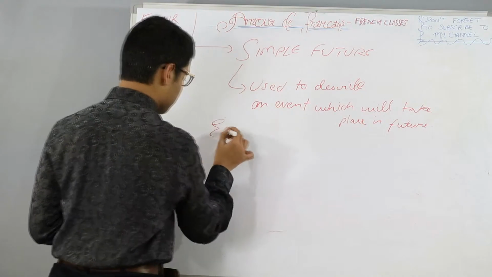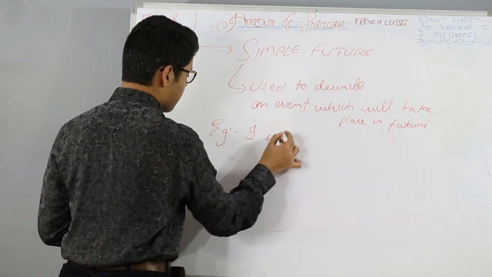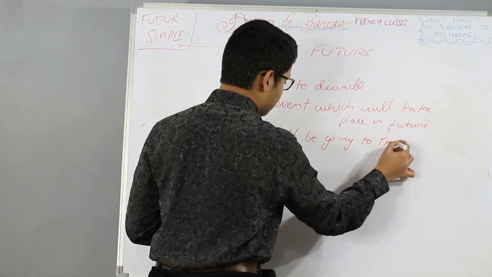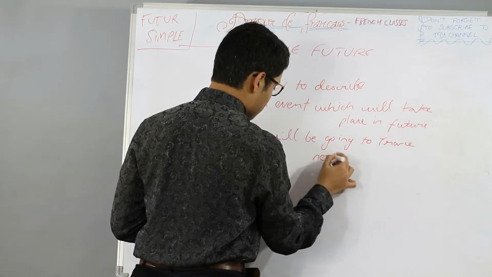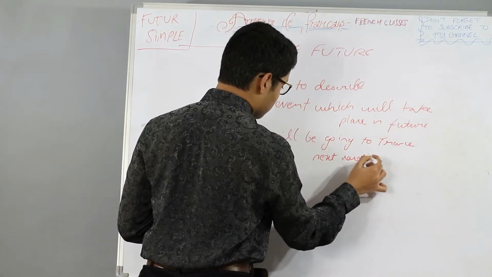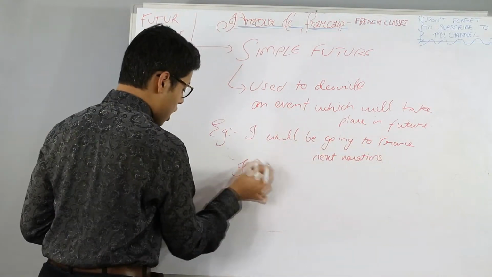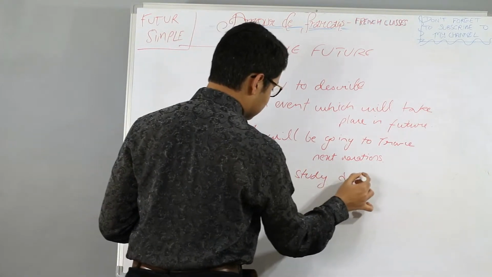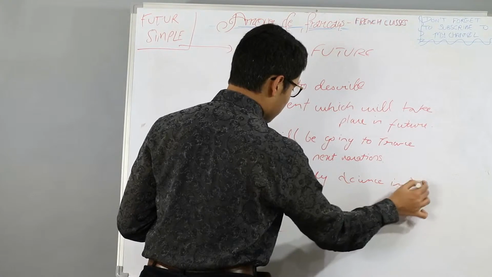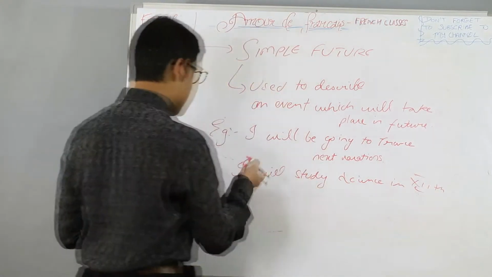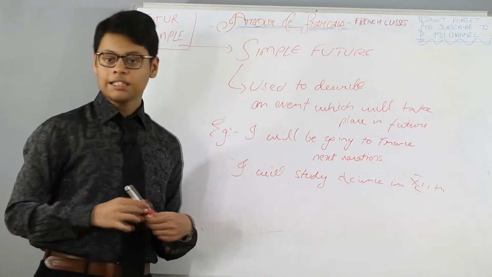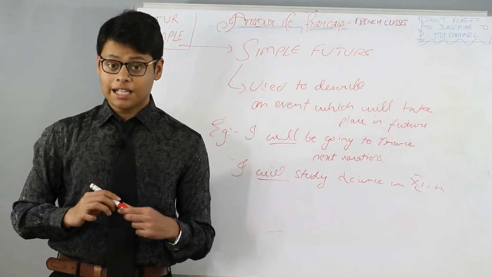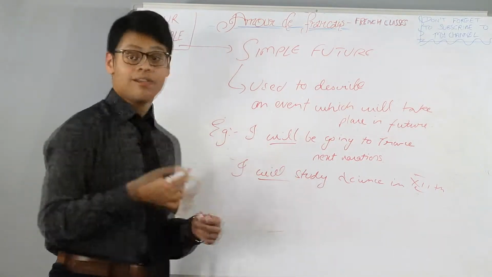For example, I will be going to France next vacations, or I will study science in 12th. Such events are to take place in future, and this will represent the future. So in today's class, we will do such sentences in French.